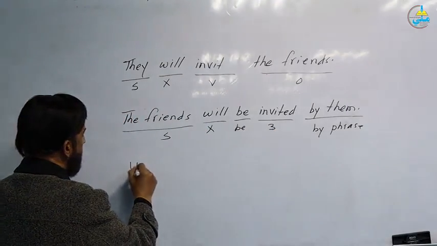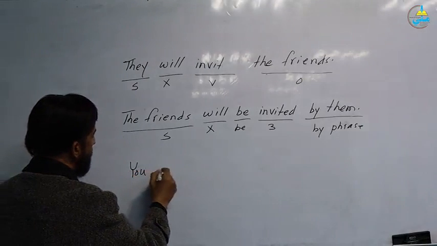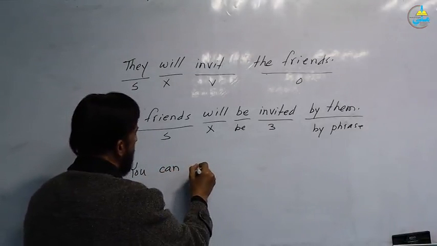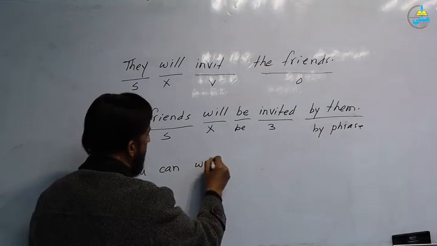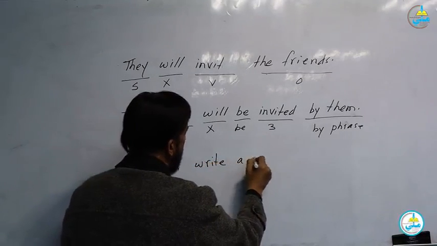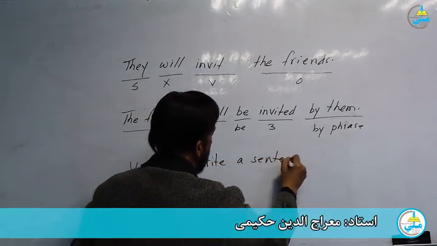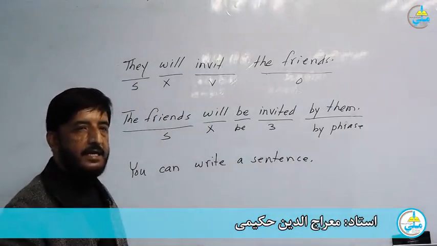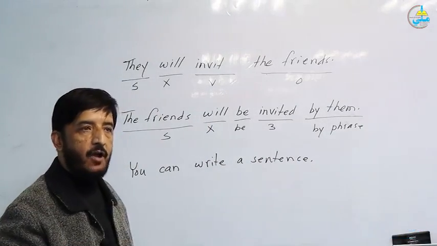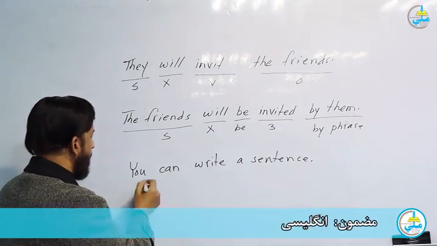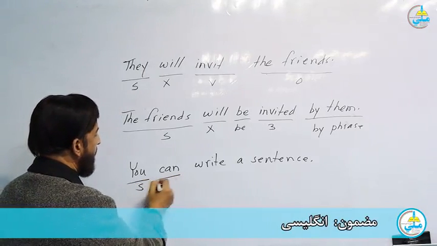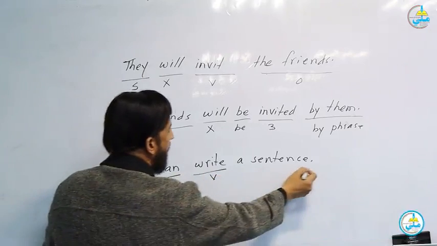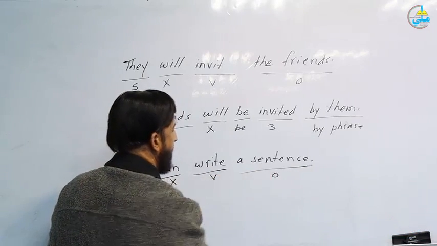For example, you can write a sentence. You can write a sentence. This is an active sentence. You can write a sentence. You is the subject, can is the helping verb, write is the main verb, a sentence is the object.